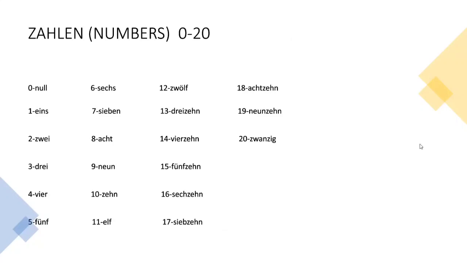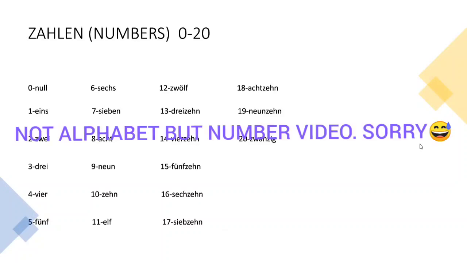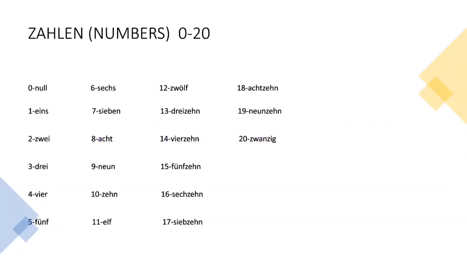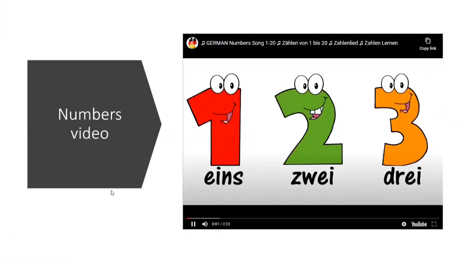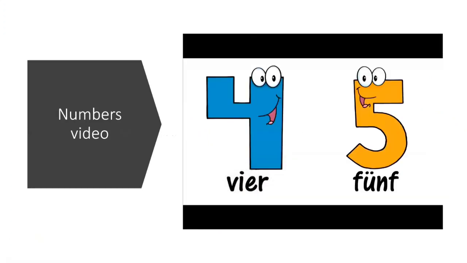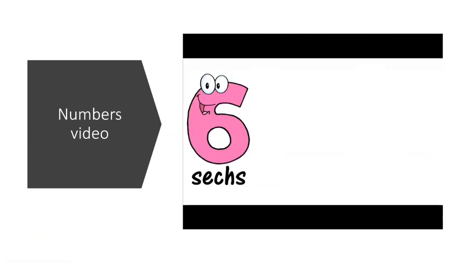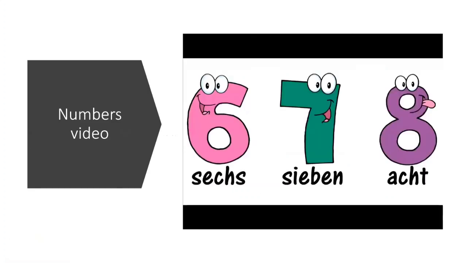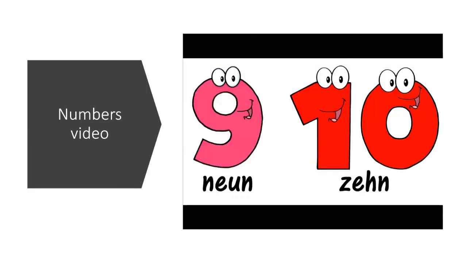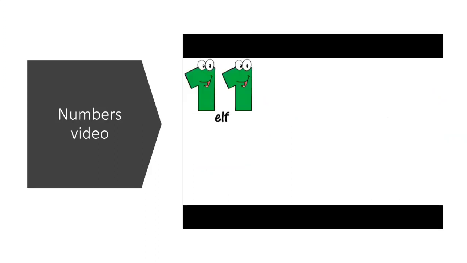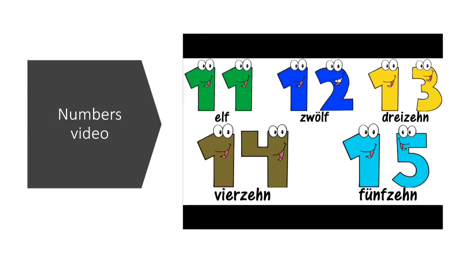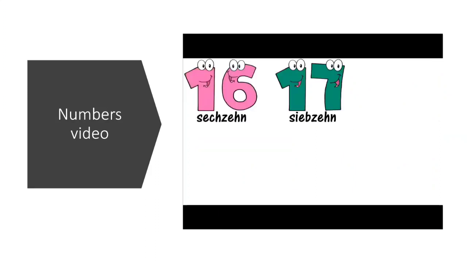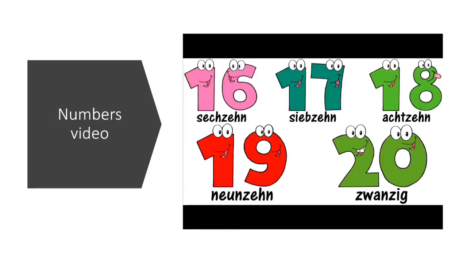So now we'll see a number video so that you can learn better. 1, 2, 3, 4, 5, 6, 7, 8, 9, 10, 11, 12, 13, 14, 15, 16, 17, 18, 19, 20.